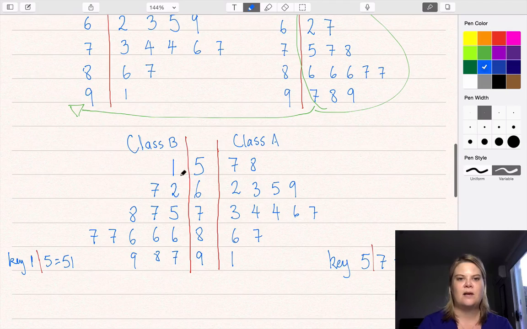You can still find the median in the same way, just make sure you read this side backwards when you're trying to find the middle number. So you need to go from right to left rather than left to right, which is what you do on this side.